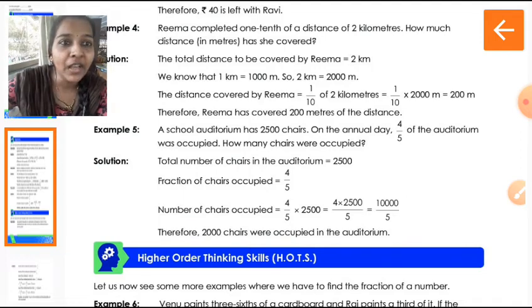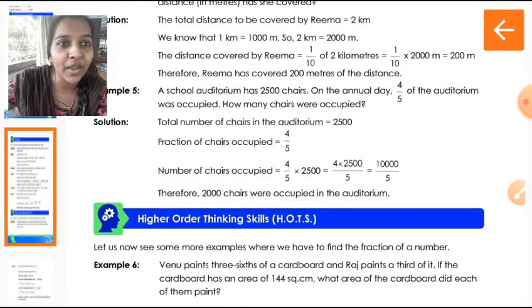Okay, you can cancel, you can multiply, and then you can cancel, and after all the calculations you will get the answer 10,000 by 5, and then you can divide 10,000 by 5 and you will get the answer 2,000. Therefore 2,000 chairs were occupied in the auditorium. Got it, children? So here all these questions are based on finding fraction of a number. Finding fraction of a number. Okay, so this way we can answer.